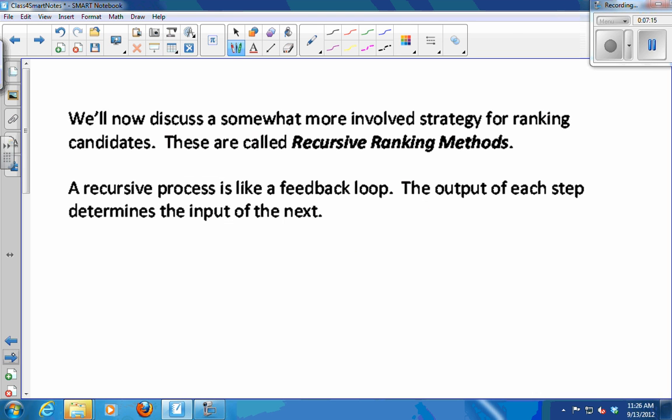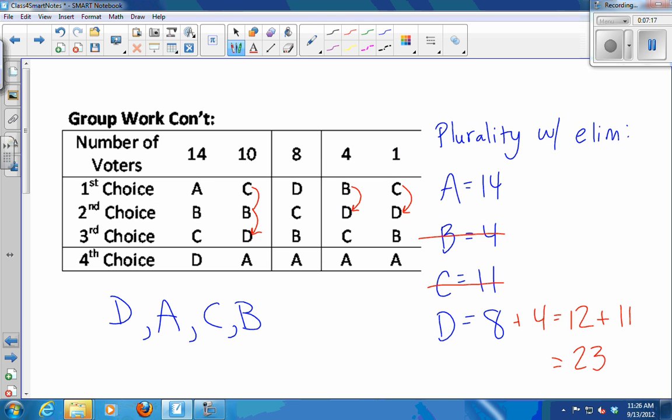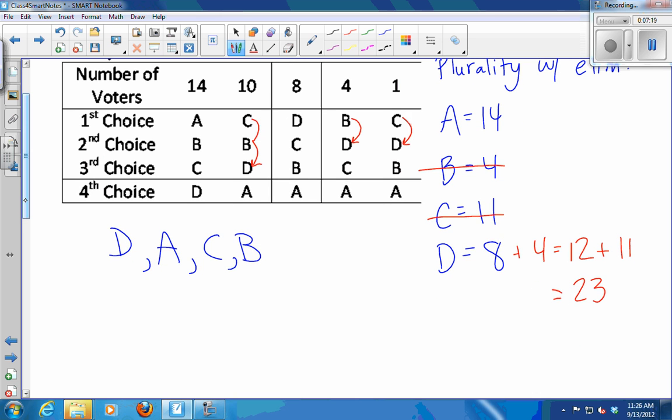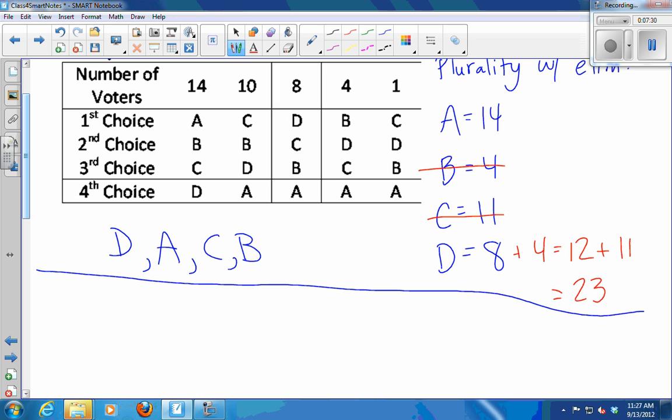And then for pairwise comparisons, we have to do a head-to-head matchup for all the possible matchups. Okay, so A versus B, A versus C, A versus D, B versus C, B versus D, and C versus D.